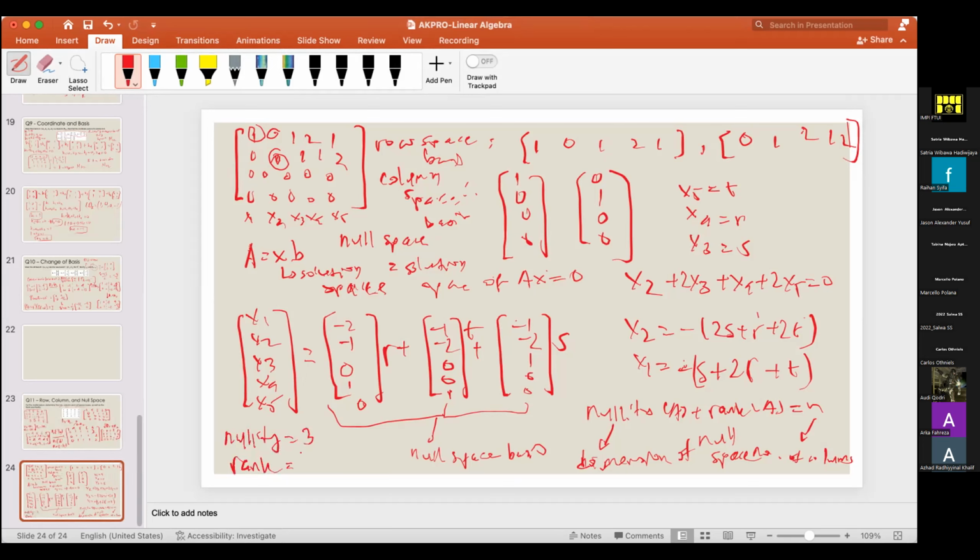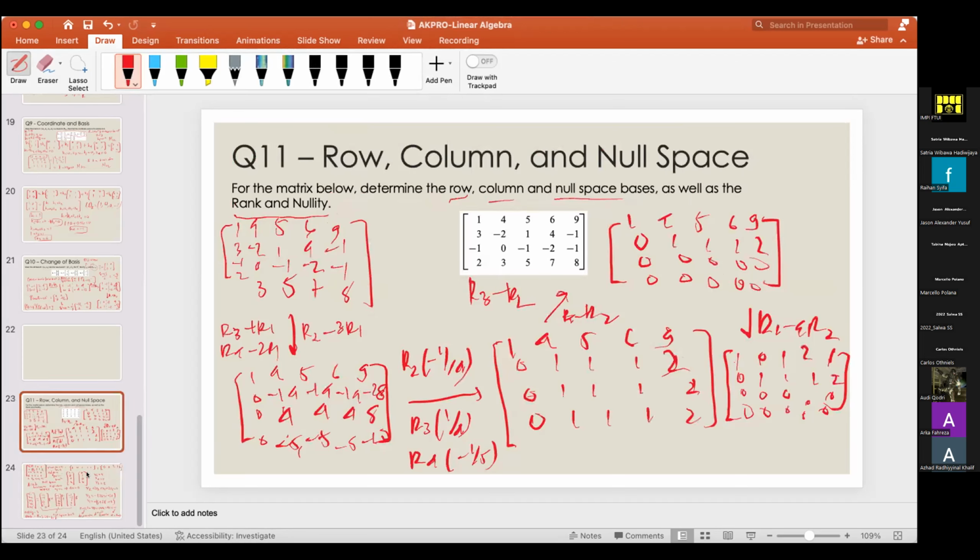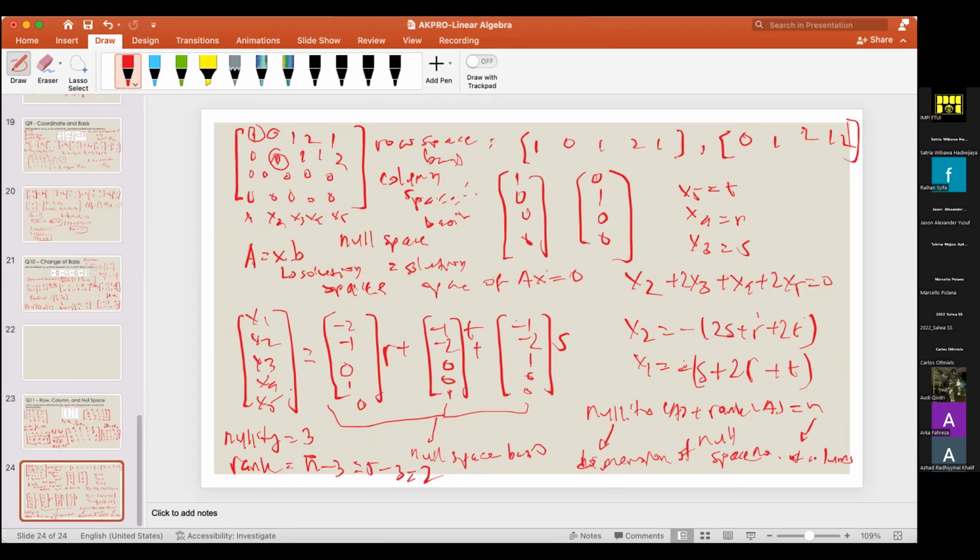In order to find the rank, it will be n minus 3. How many columns are there? We have 5 columns. Therefore, n is 5. So this is 5 minus 3, so we have 2. So the rank of this previous matrix is 2, and the nullity is 3.